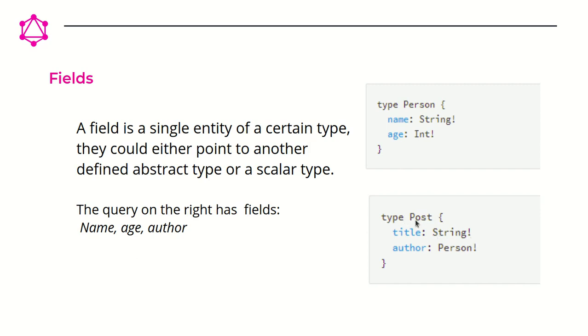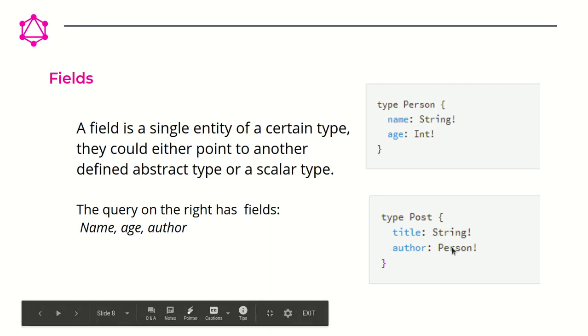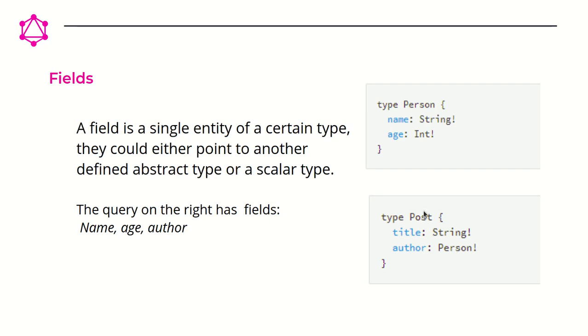So inside this type post, we have two fields, title and author. Inside this type person, we have two fields, name and age. Now the name field is of type string. The age field is of type int. And here in this post, we have the title, which is of type string, and the author, which is of another type, person, which was declared here.